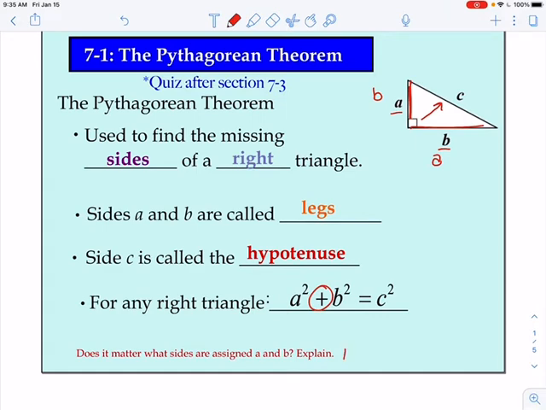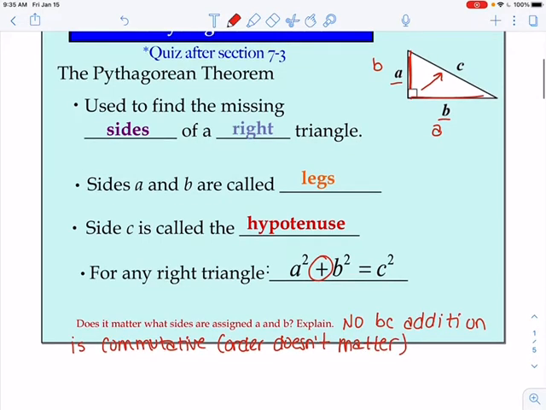So no, because addition is commutative. And what that means is order doesn't matter. Okay, again, so really what does that mean? If I add 3 plus 2, if I change that order, it's 2 plus 3. Both times that you add there, you're going to get 5. So the order does not matter when you're adding.